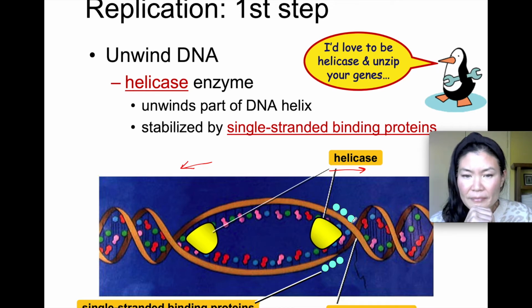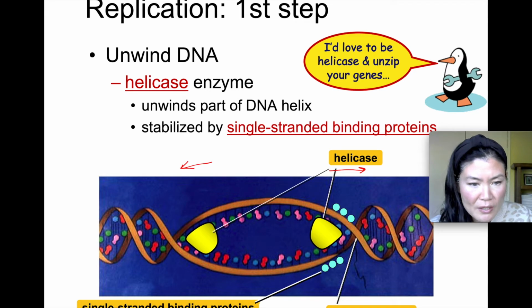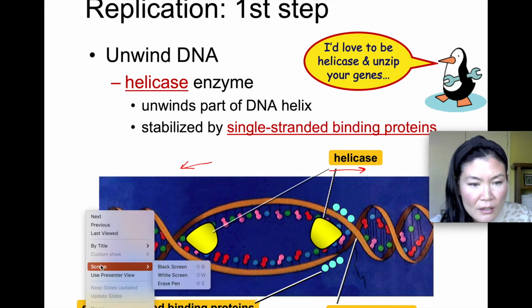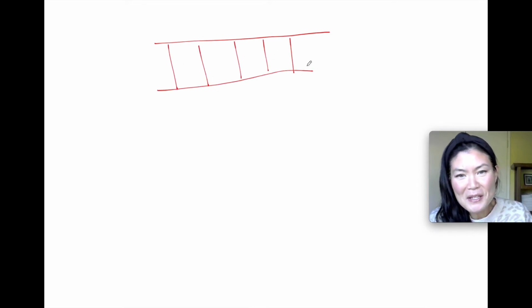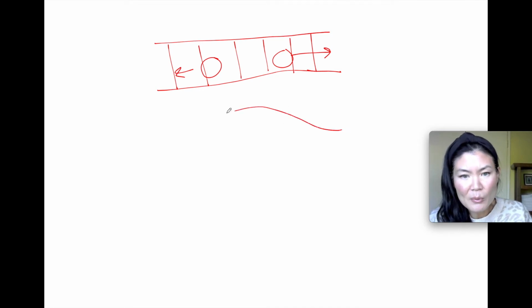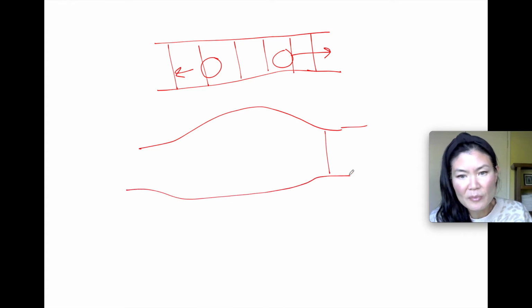So, let me just really quickly describe what helicase is doing, maybe with a white screen here. So this is my original two strands of DNA. Okay, that's my original one. Then helicase is going to come in right over here and maybe over here, and both of them are going to start unzipping, going in opposite directions. So you're going to have this bubble that's starting to form.